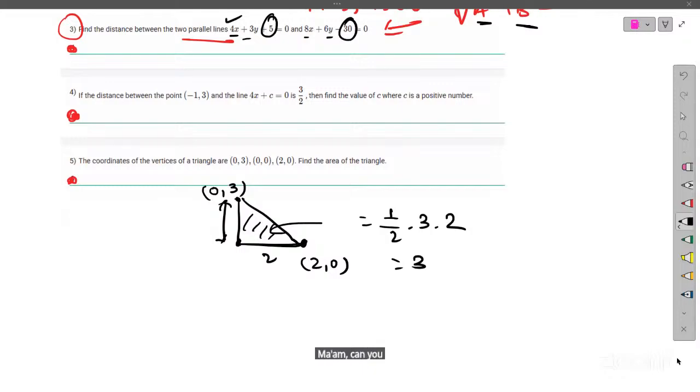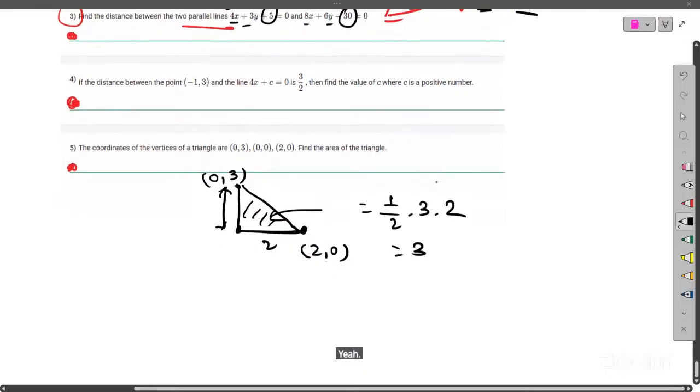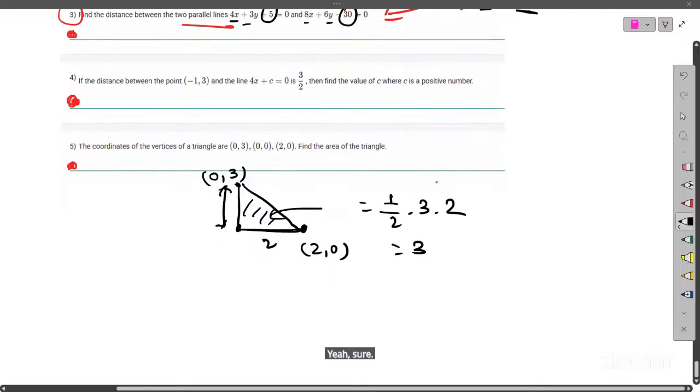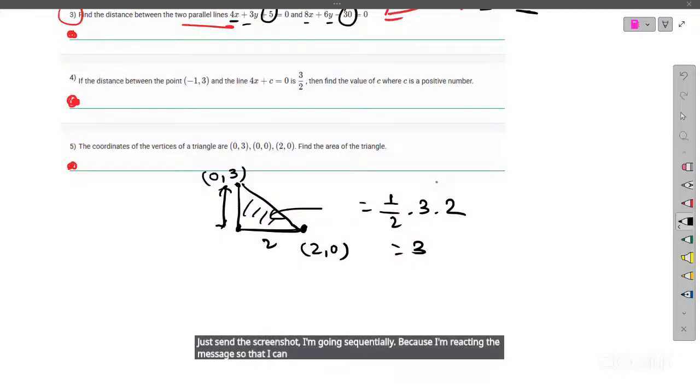Ma'am, can you check out 10 questions from practice assignment? Can you send screenshot? Because then I have to share my other screen. Yeah, sure, ma'am. Wait. Yeah, just send the screenshot. I'm going sequentially because I'm reacting to the message so that I can have a track.